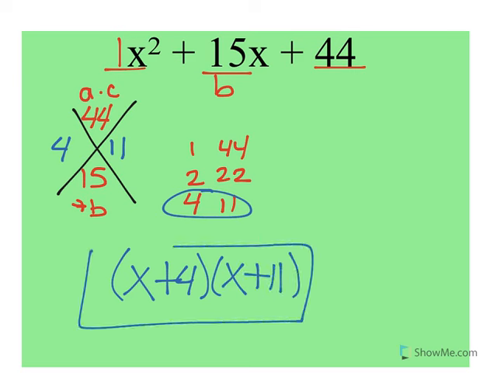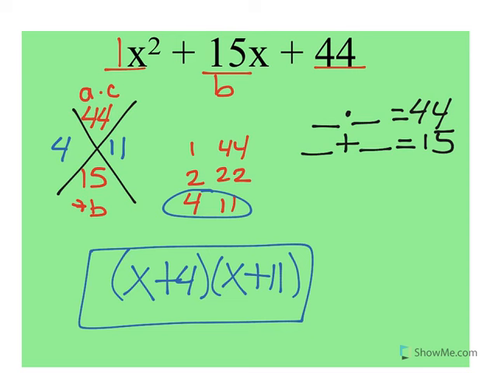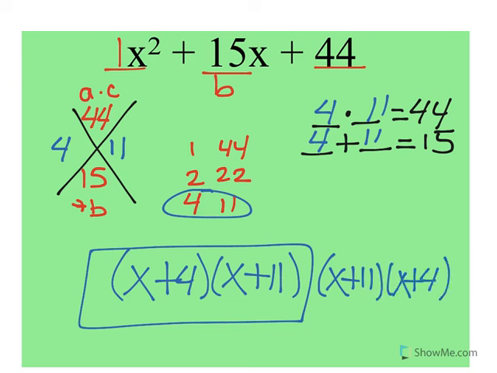That's it. Let's prove that it works the other way. I need two numbers that multiply to a times c, which is 44. The same two numbers must add to b, which is 15. I know 4 times 11 is 44, and I also know that those same exact two numbers, 4 plus 11 is 15. It must be the same two numbers in order to work. Now keep in mind, you could have said 11 and then 4, so you could have written your answer as x plus 11 times x plus 4. Order does not matter according to the commutative property of multiplication. Both answers are the same.